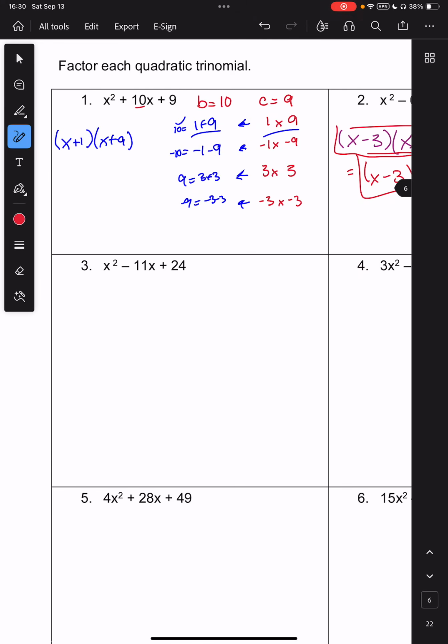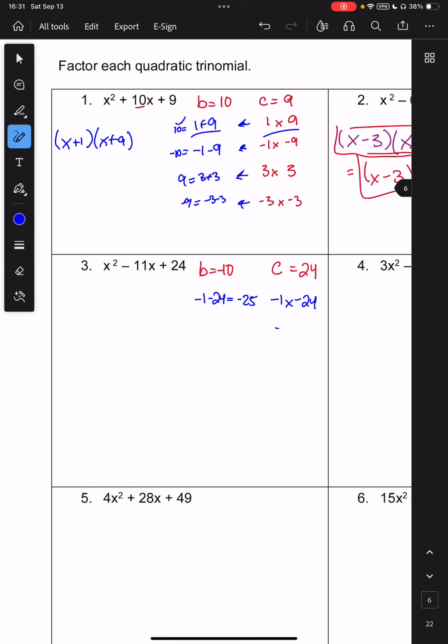Okay, so let's move on to question number 3. This is the same way where we take our b, which is negative 11, and our c, which is 24. So let's find things that multiply out to 24 and add to negative 11. So we have a couple choices. Let's start. So negative 1 and negative 24 work. Does negative 1 minus 24 add up to negative 11? Nope, that's negative 25. So let's keep going.